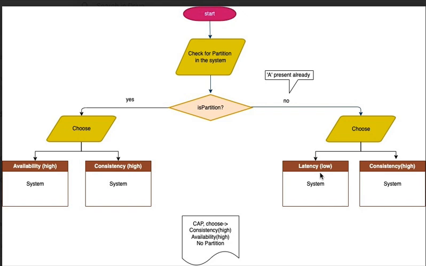Now let's see another NoSQL database, Cassandra. During a partition, Cassandra chooses availability. But if there is no partition, meaning it's a normal operation, it prioritizes low latency. So that's how these systems are designed.